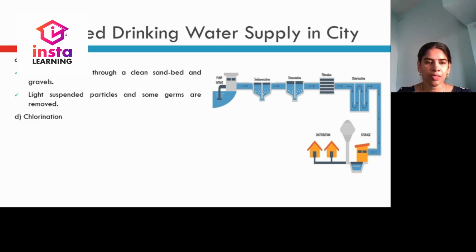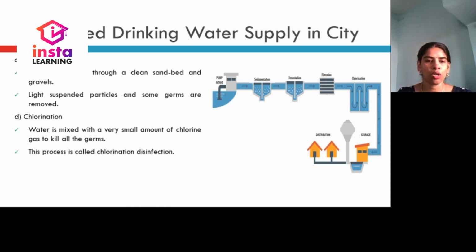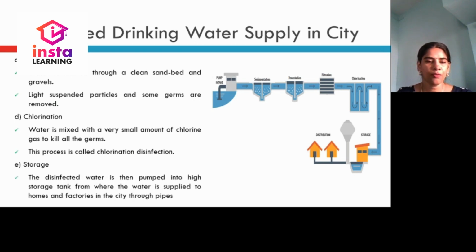The fourth step is chlorination. Water is mixed with a very small amount of chlorine gas to kill all the germs. This process is called chlorination or disinfection. The last step is storage. The disinfected water is then pumped into a high storage tank from where the water is supplied to homes and factories in the city through pipes.